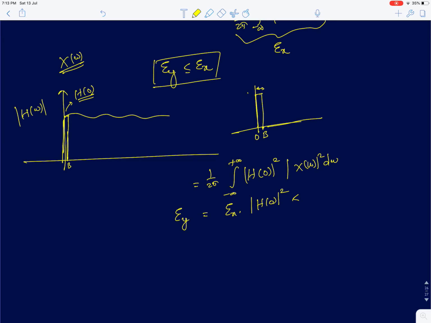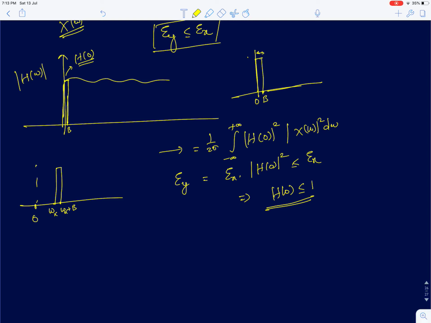Now we know this is less than Ex, so this implies mod of H of 0 should be less than or equal to 1 if there is no loss, but this should always be less than 1. So for a passive system, this condition comes from that low frequency. Now similarly, I will shift the signal frequency. I will now assume that the band is concentrated away from DC. Let's say DC is somewhere here, omega equal to 0. It can be from some frequency omega x to omega x plus b. This result should be true for every band of frequencies.